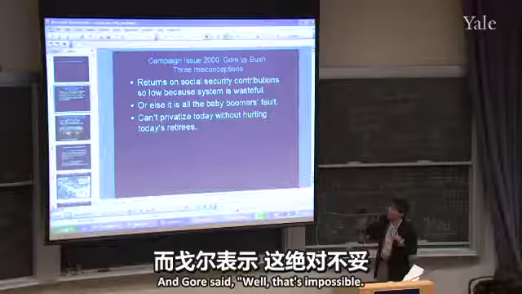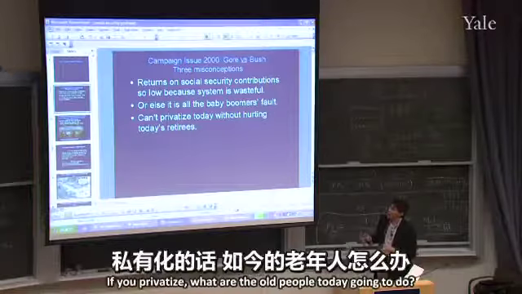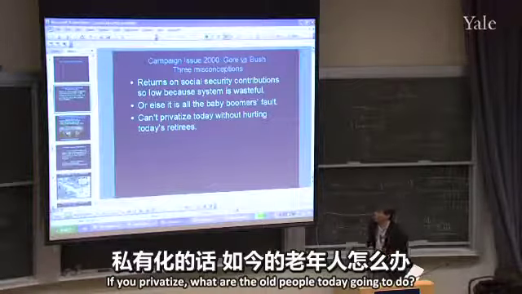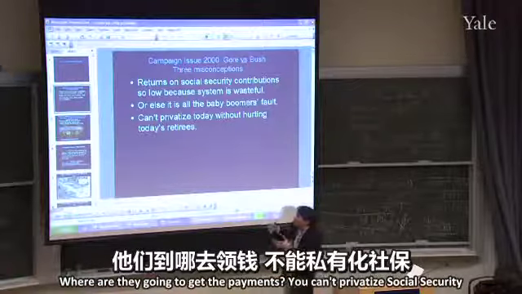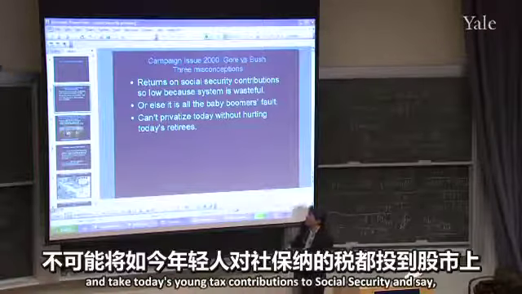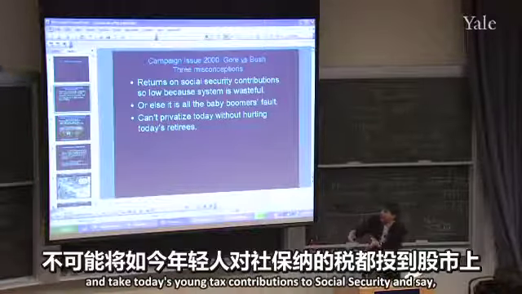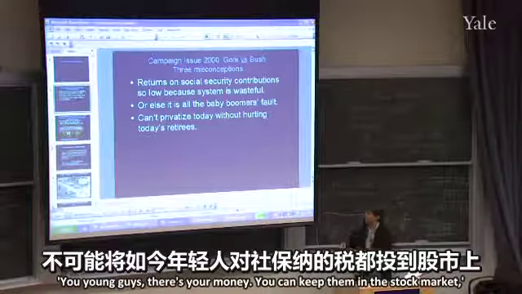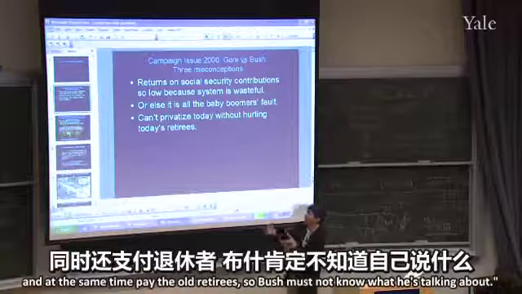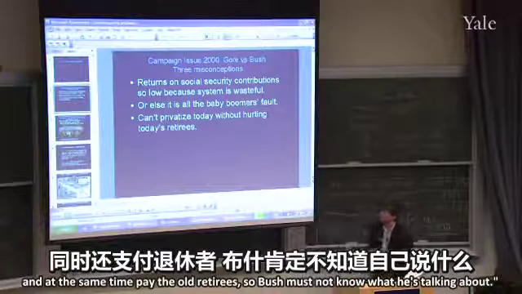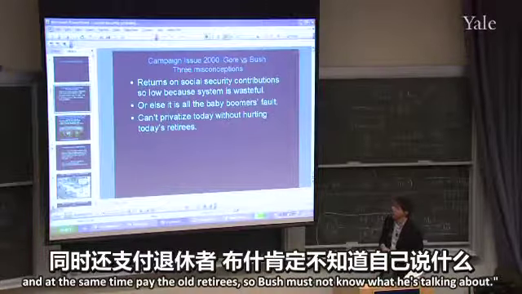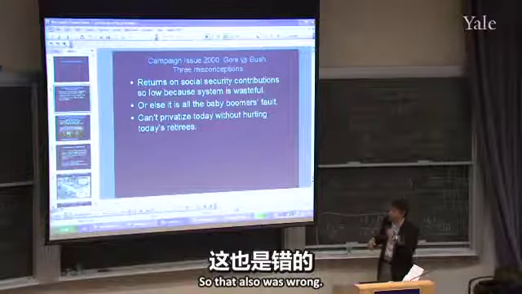And Gore said, well, that's impossible. If you privatize, what are the old people today going to do? Where are they going to get the payments? You can't privatize Social Security and take today's young tax contributions and say, okay, you young guys, it's your money, you can keep it in the stock market, and at the same time pay the old retirees. So Bush must not know what he's talking about. So that also is wrong.